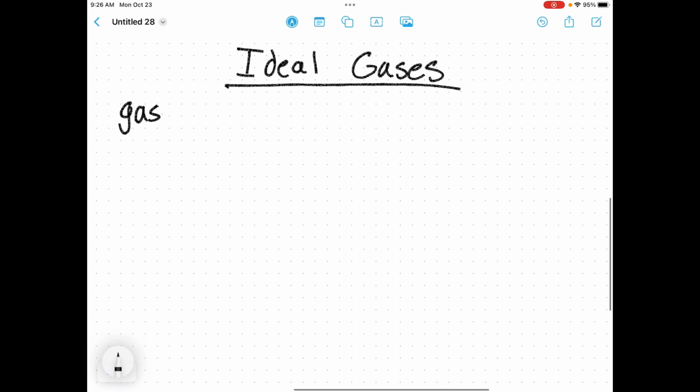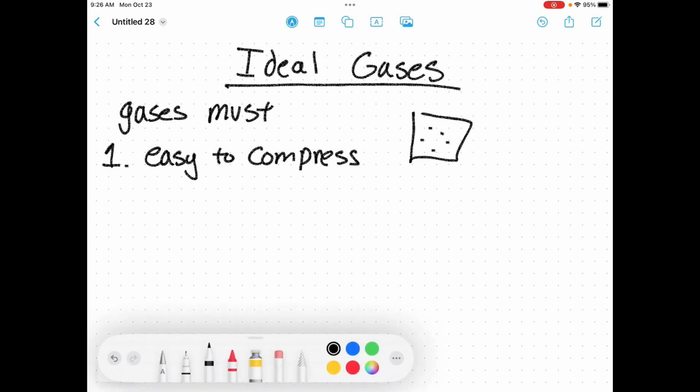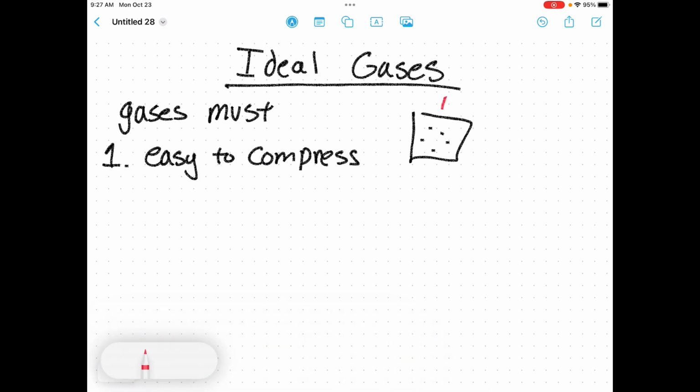So gases must be able to do these three things. First thing, they're easy to compress. By easy to compress, what I mean is that if we have some kind of container, and I have a bunch of gas in there, I should be able to add some kind of pressure and make it so that all those gases are being pushed down on top of each other, so they can be pushed together. That doesn't really work with solids or liquids. They just stay in their general area.